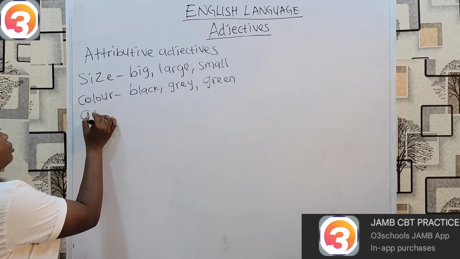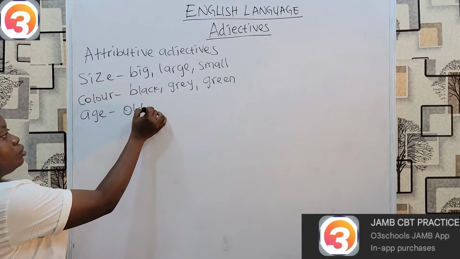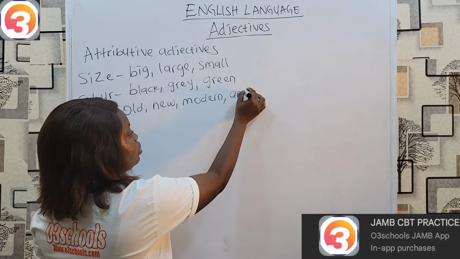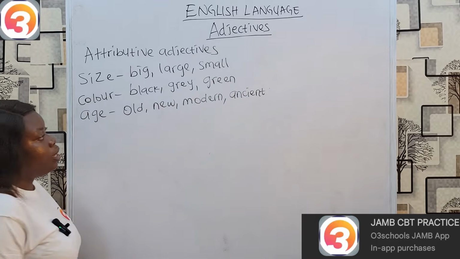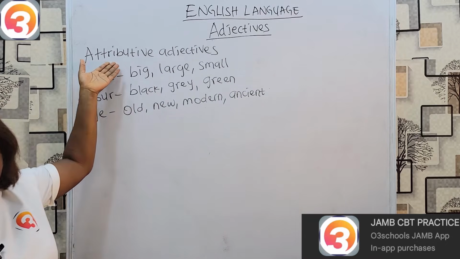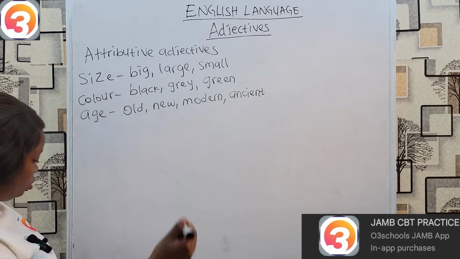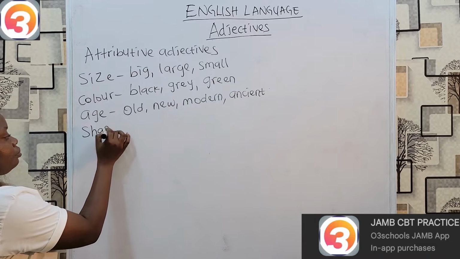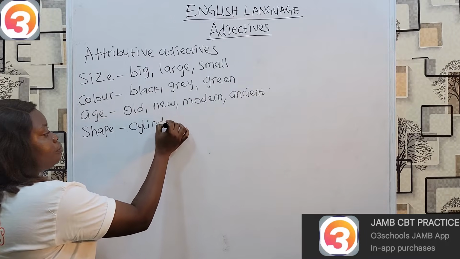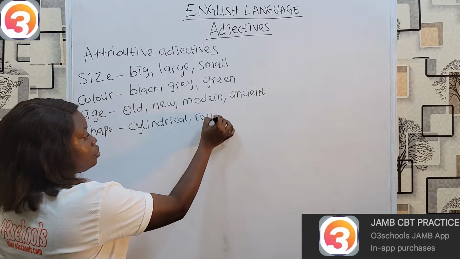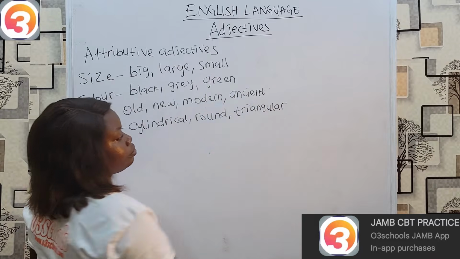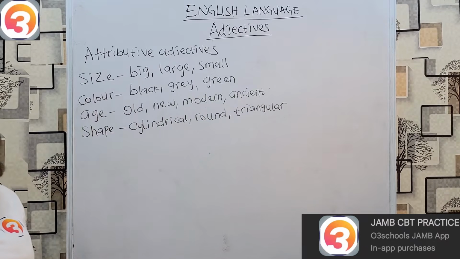We have age as well. Old, new, modern, ancient. These are specific qualities of nouns or pronouns, and they are under attributive adjectives. It also talks about shape. If the adjective describes the shape, cylindrical, round, triangular, it's still under attributive adjectives.